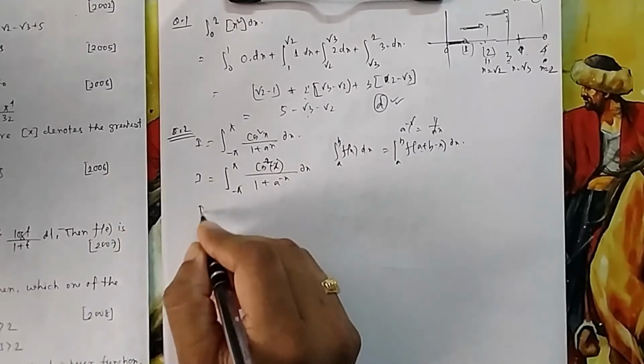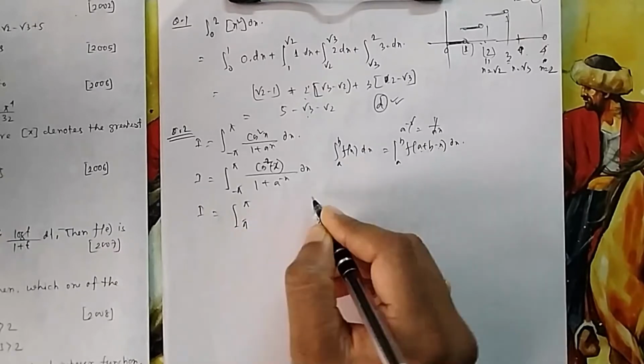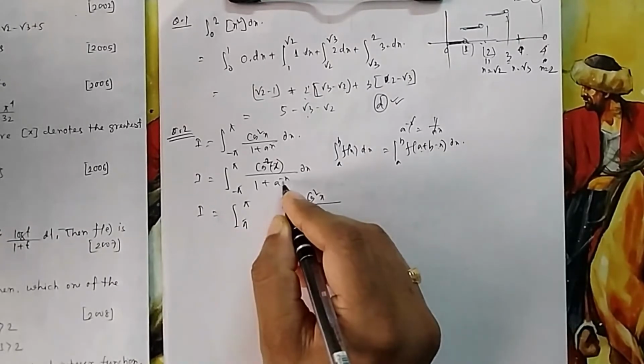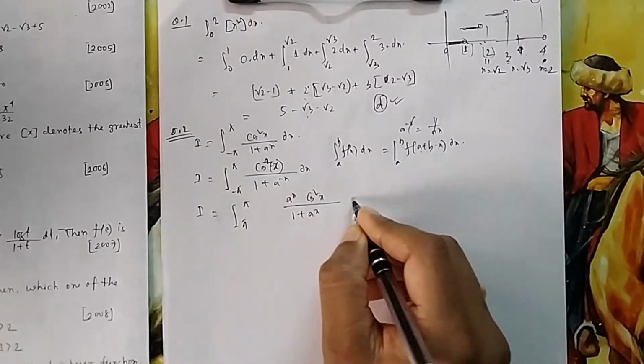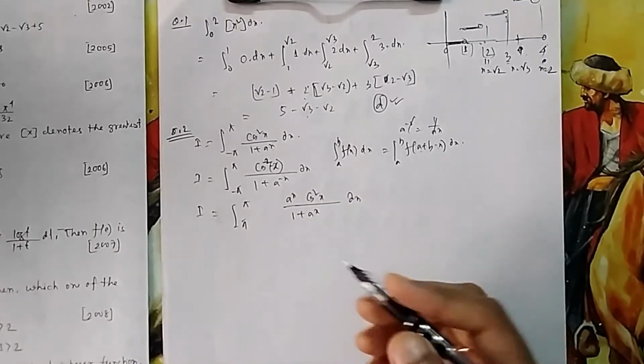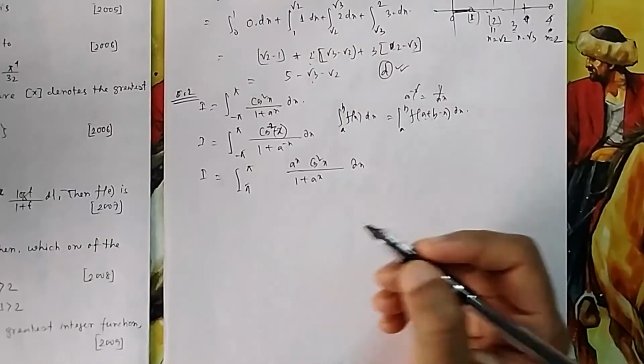So it will look like this: I is the integral from minus pi to pi of cos square x times 1 by a to the power x. If you take the LCM, a to the power x will go upside, and this will be of this fashion, a to the power x plus 1. I am writing 1 plus a to the power x.